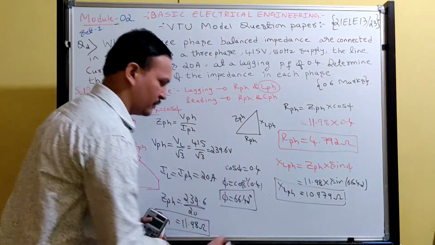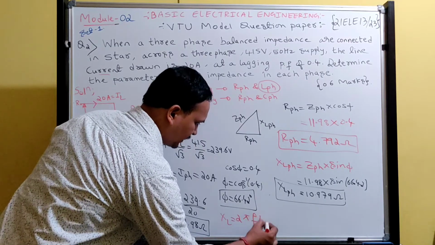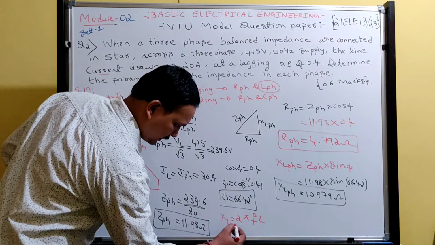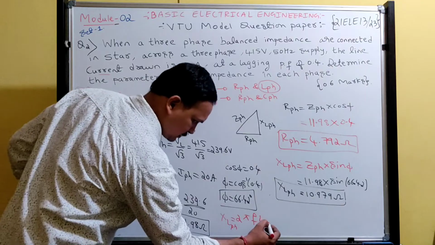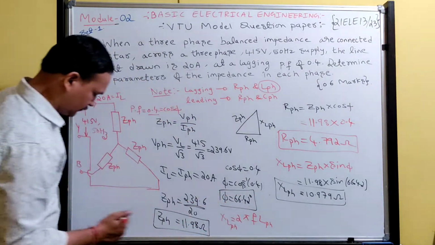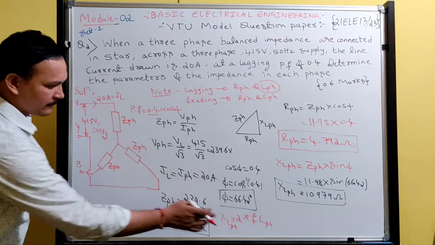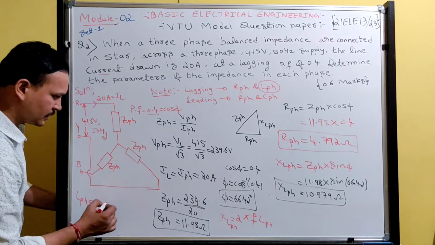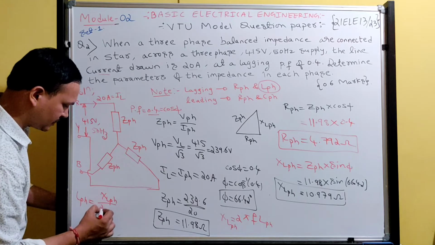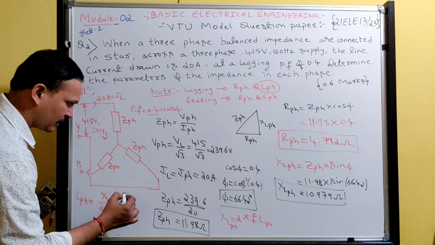After getting this value, we know the relation XL is equal to 2πfL. Now we got the inductive reactance per phase, so obviously we can find the inductance per phase. From this equation, the inductance per phase formula can be written. That is, L can be written as inductive reactance per phase divided by 2πf. Now, what is the value of XL?